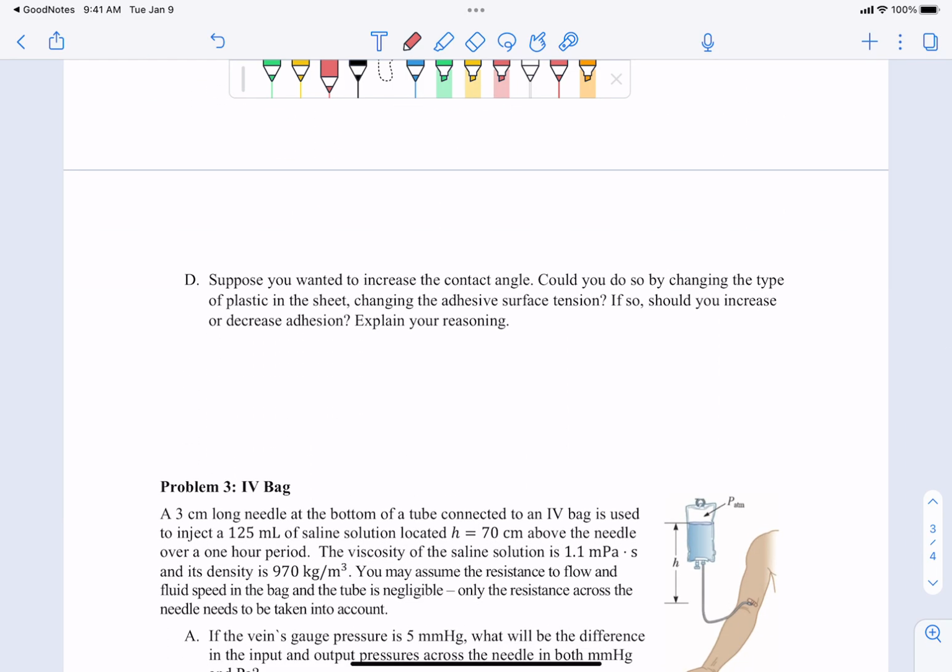Part D is pretty simple too, just a quick, easy explanation. It shouldn't be more than like 1 or 2 sentences. Part D is saying, suppose you wanted to increase the contact angle, could you do so by changing the type of plastic in the sheet, changing the adhesive surface tension? If so, should you increase or decrease adhesion? Explain your reasoning. So if we wanted to increase the contact angle, how would we do that? Would we change the plastic, change the adhesive surface tension? What should we do?